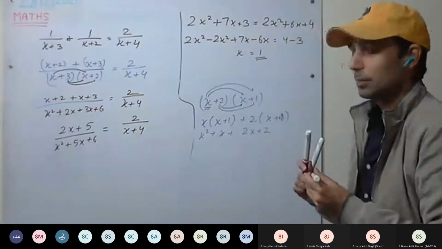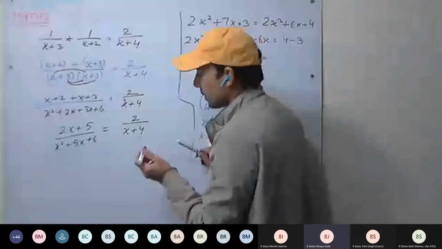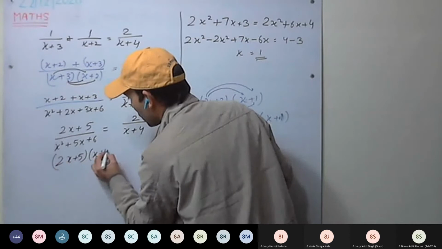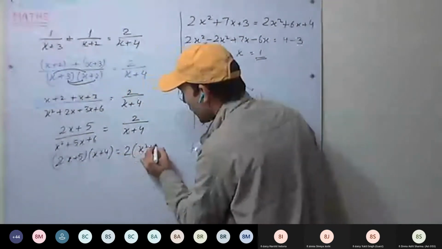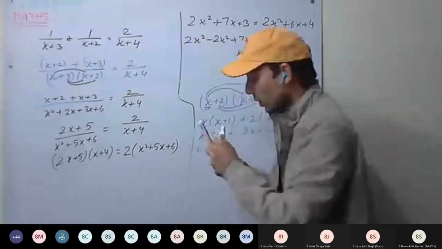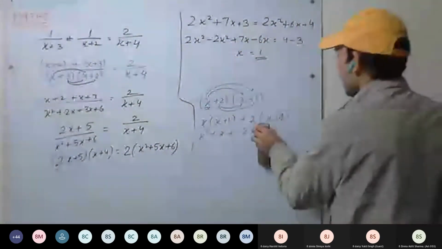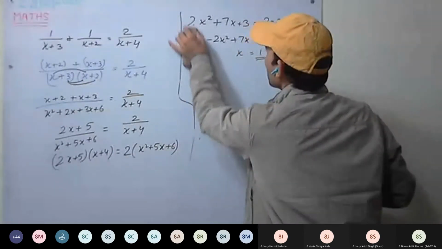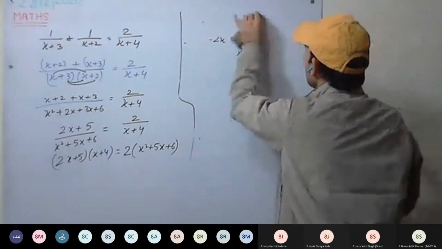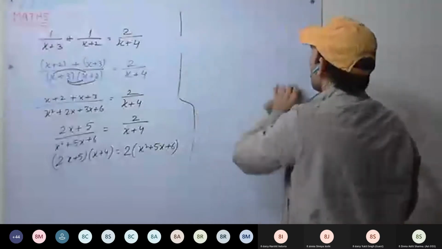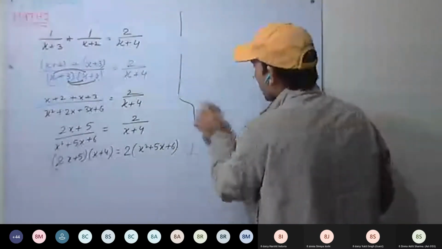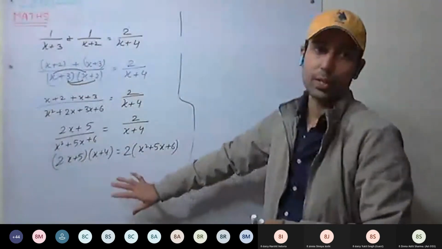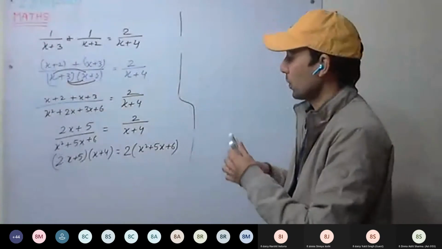Now can we cross multiply? Now cross multiply them. 2x plus 5 into x plus 4 equals 2 into x square plus 5x plus 6. Go through it once if you have any doubt. If you haven't understood, go through it once and solve it yourself. Always have the pen and notebook and solve. In mathematics, never just watch the answer, okay? You have to solve.